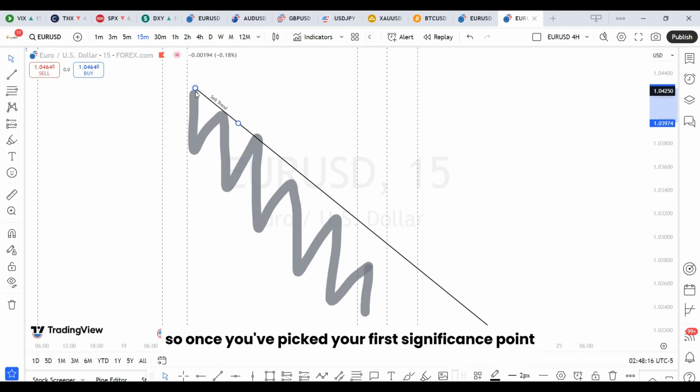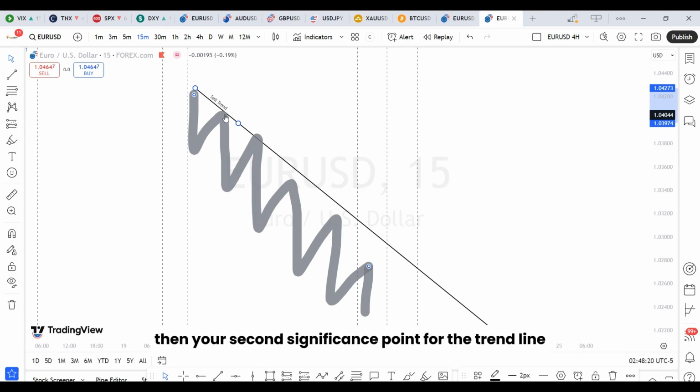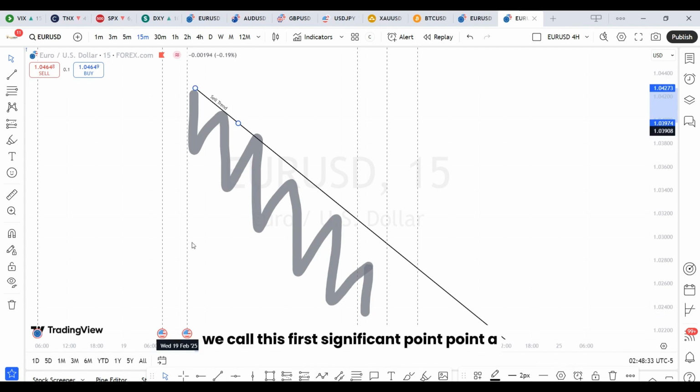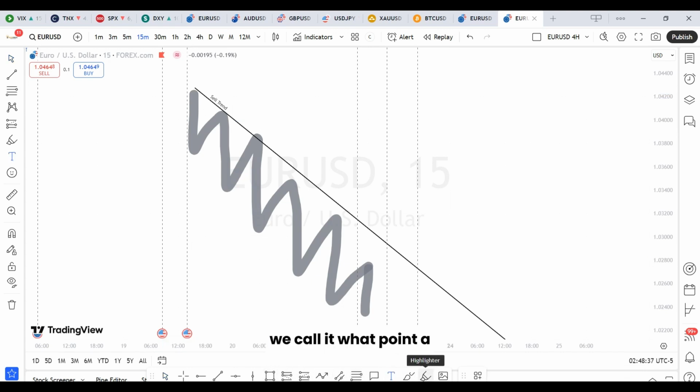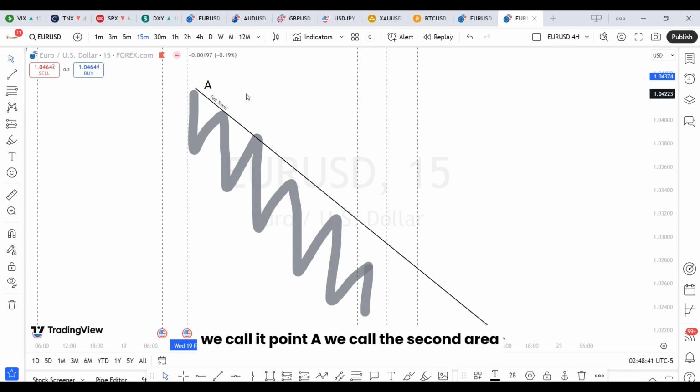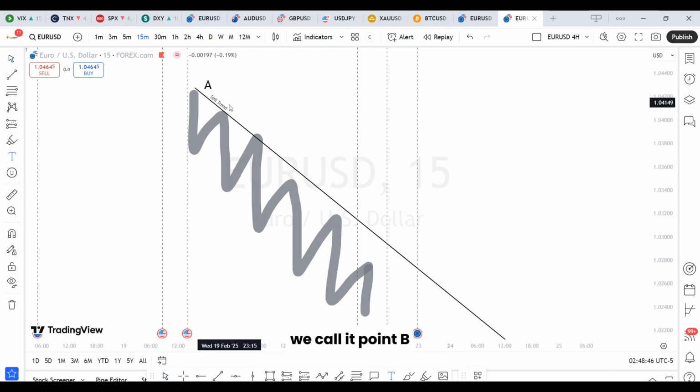So once you've picked your first significant point, then your second significant point for the trend line, everything following below the trend line is where you're going to start looking for your entries. For this area, we call this first significant point point A. We call the second area point B.